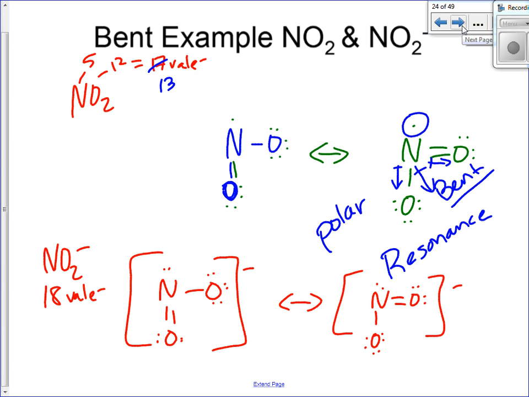Okay, so same idea here. This is bent. It's polar, shows resonance. Like I said, the angle is not a perfect angle here. It's not a perfect 104.5. It'll probably be a little bit greater because you don't have 2 lone pairs. 2 lone pairs gives you the 104.5 on the bent, so it'd be a little bit greater than that.